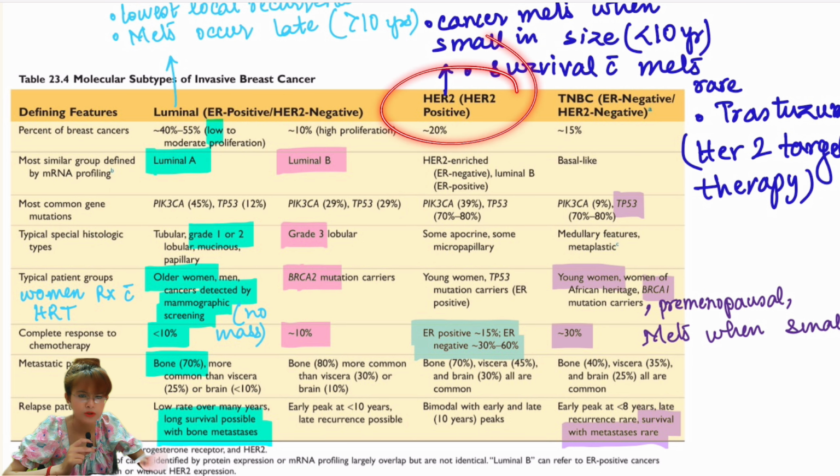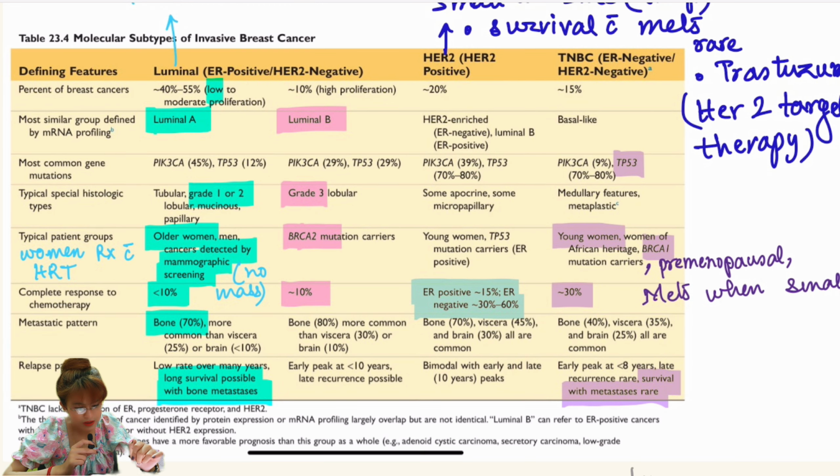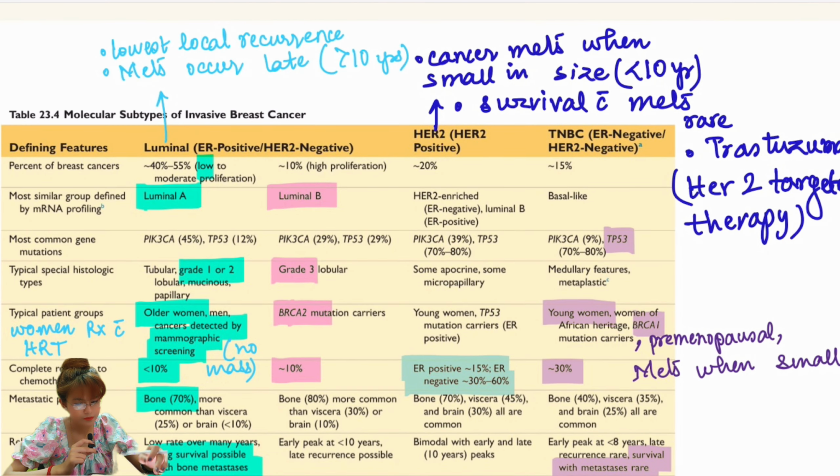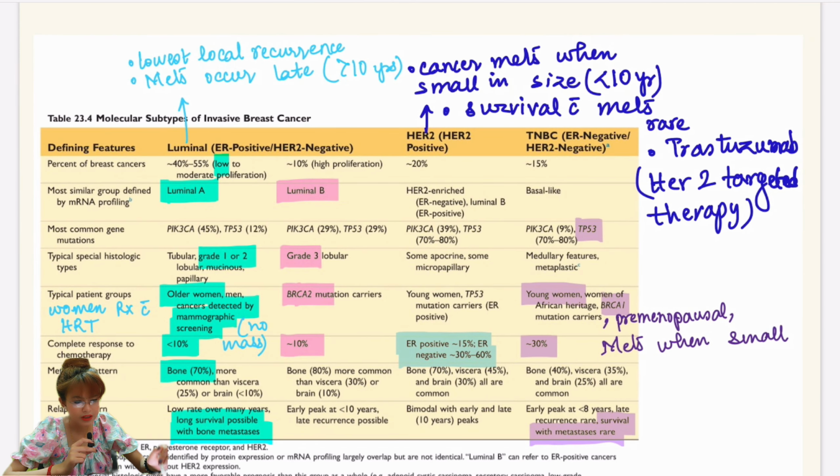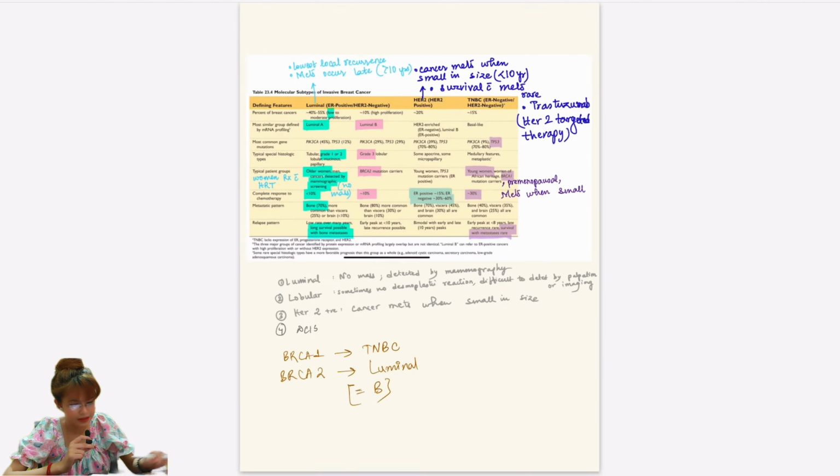So in HER2, HER2 is positive, but what about the ER? Under HER2 you again have two types. Number one is the ER negative and number two is the ER positive one. And you can see that this basically happens because of this TP53 mutation. You can give this trastuzumab therapy, which is basically the HER2/neu targeted therapy.